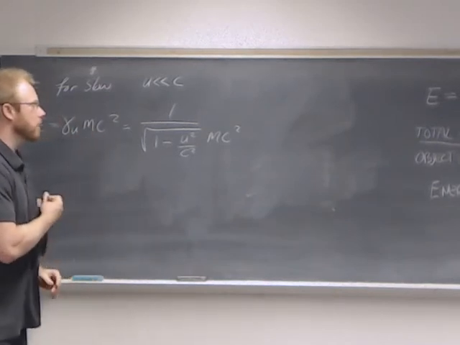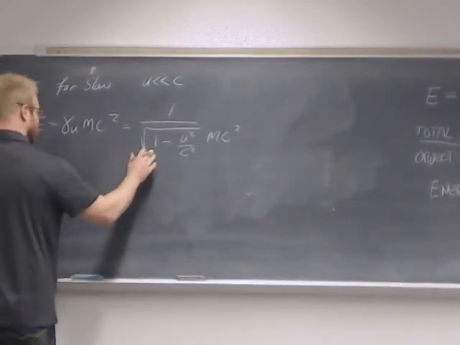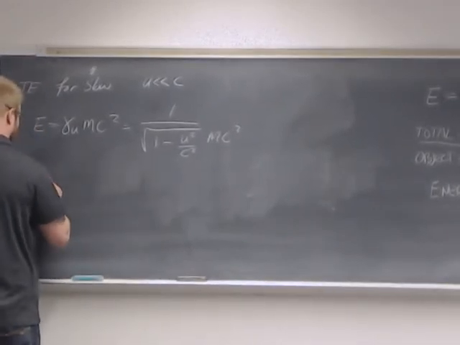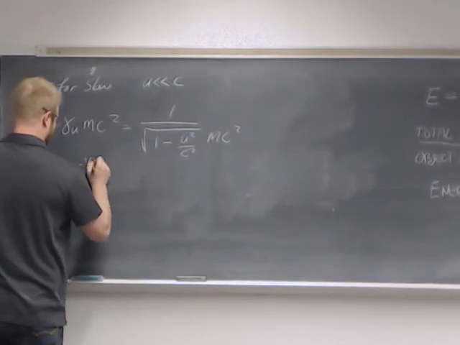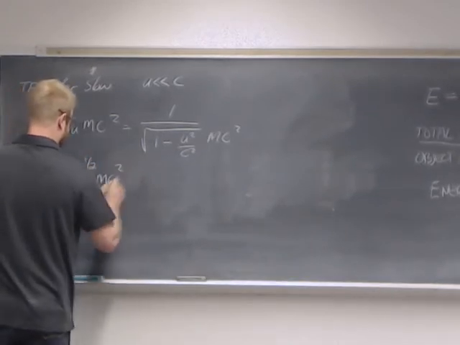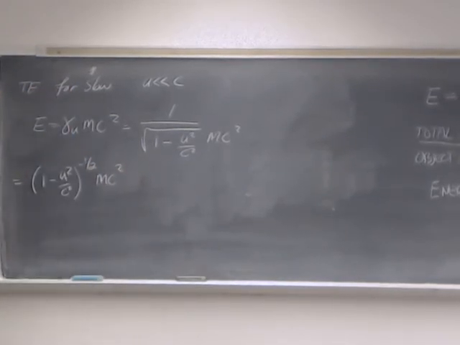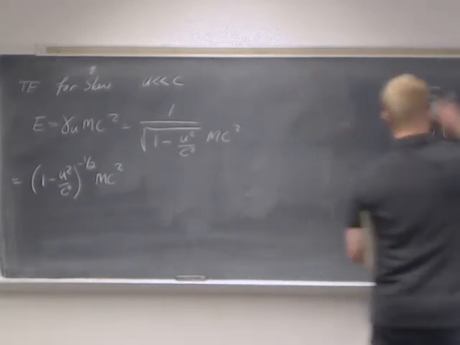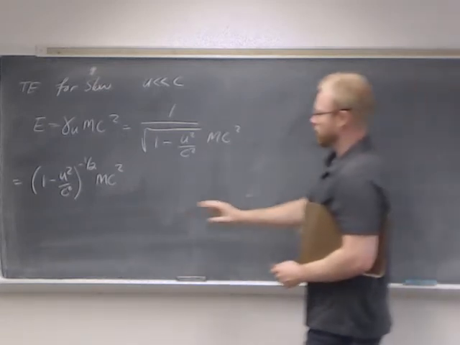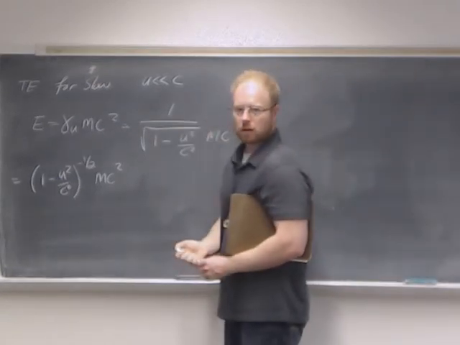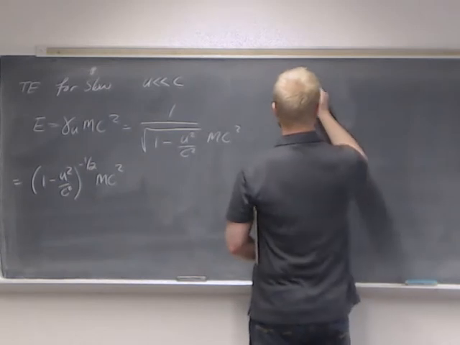So we're going to call upon the binomial expansion, which basically says, I can rewrite that equation right there as 1 minus u squared over c squared to the negative 1/2, times mc squared. I'm just going to keep going on this side. I haven't used anything yet, sorry. This is the exact same equation that we've got up here. Now, binomial expansion tells us this.